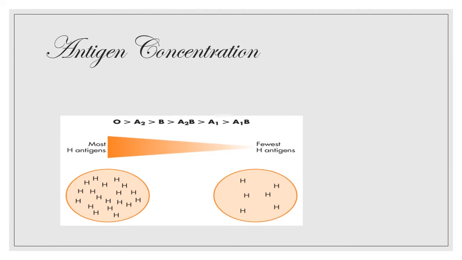Antigen concentration. Something that comes up is, how much H is present, because H is important in telling you whether or not you actually have an ABO blood type. So most H antigens are present in the O, and then it goes down: A2, A2B, A1, A1B having the fewest H antigens. So they don't have that much. The good thing is that you don't really need a lot. You just have to have them.